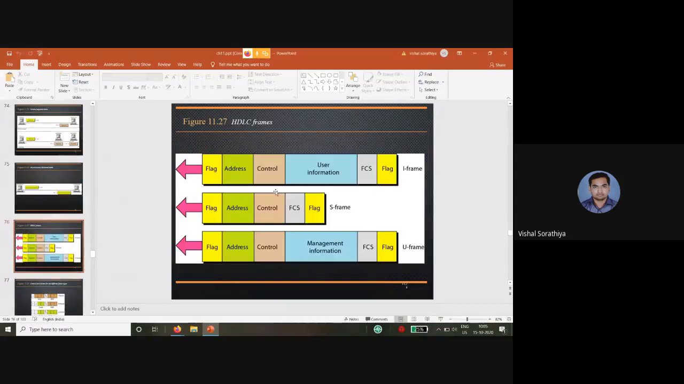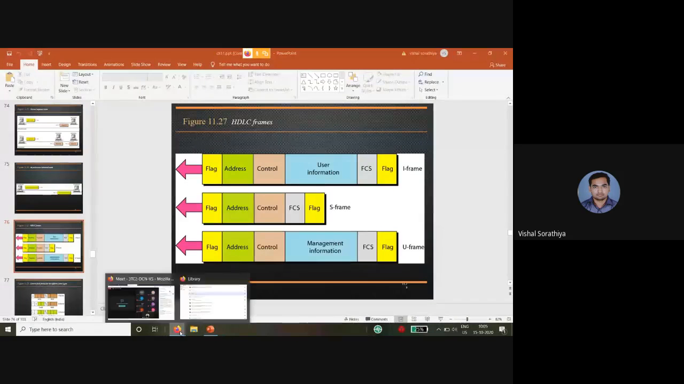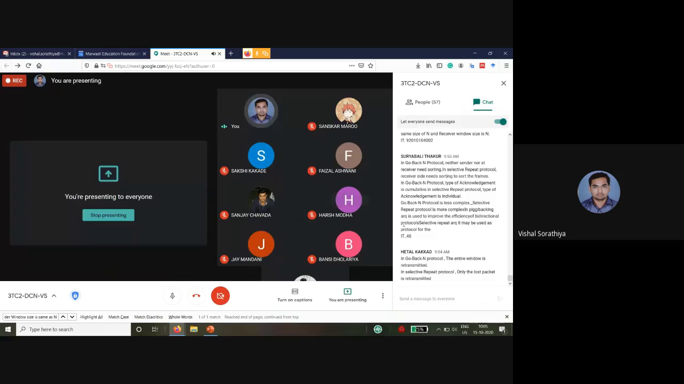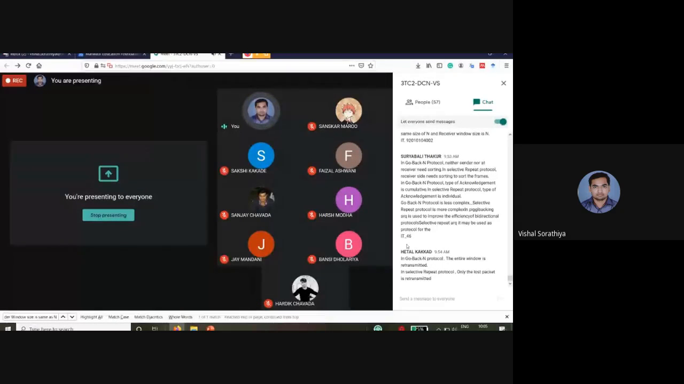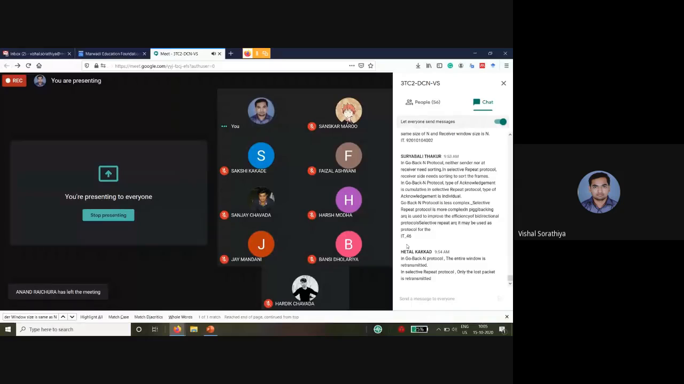Does anybody tell me why this flag information is going to be used? फ्लैग इंफॉर्मेशन हम फ्लैग क्यों यूज करते हैं फ्रेम में? चलिए कोई माइक ओपन करके बताइए मेरे को, व्हाई वी आर यूजिंग अ फ्लैग इन आवर फ्रेम स्ट्रक्चर? जब हम फ्रेम बनाते हैं डेटा लिंक लेयर पे, तब फ्लैग क्यों यूज करते हैं? एवरीबॉडी प्लीज रिप्लाई. Anybody please open their mic and tell me quickly.